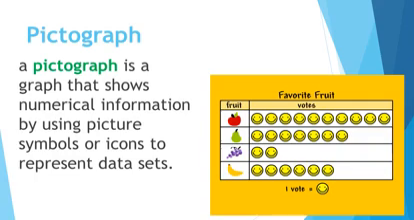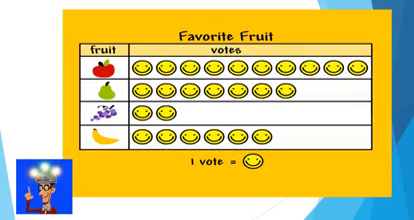Okay? So let's see how a pictograph is used. In this slide, you will see a pictograph. This is an example of a pictograph about your favorite fruit. What are the fruits that you can see from this pictograph? Okay, we have apple, pear, grapes, and banana. Observe that each of the fruit has smiley faces. One smiley face means one vote.